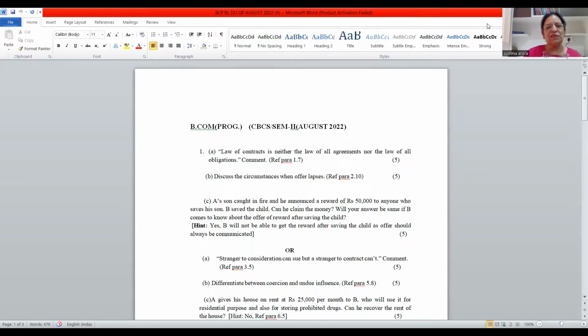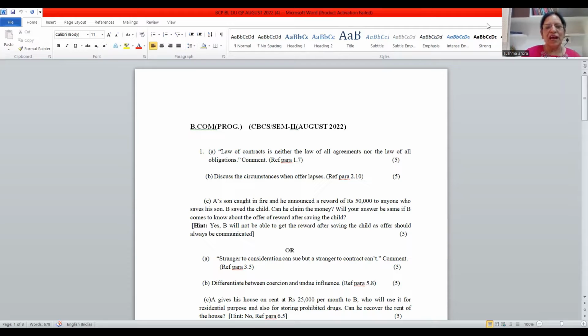So now, friends, I would like to begin the discussion of this paper. The very first question is: the law of contract is neither the law of all agreements nor the law of all obligations. Friends, this is a statement form question which has two parts. First, the law of contract is not the law of all agreements. And second, the law of contract is not the whole law of obligations. These two parts have been explained under para 1.7. This statement is a true statement.